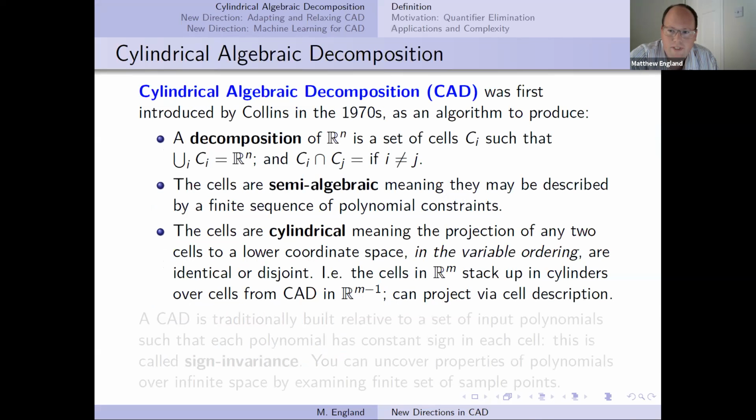Okay, so let's start with the definition. A cylindrical algebraic decomposition, or CAD for short, was introduced first by Collins in the 1970s, along with an algorithm to produce it. So let's define the three words here.